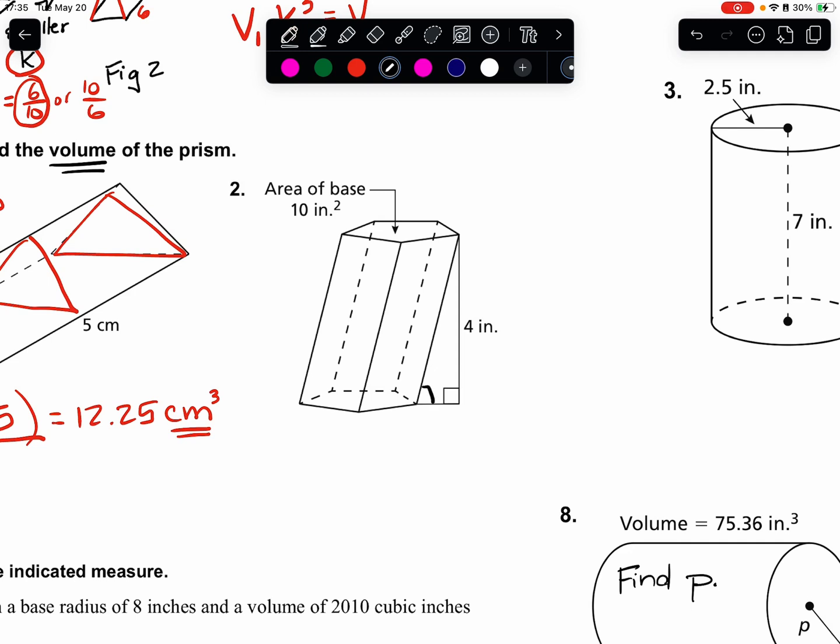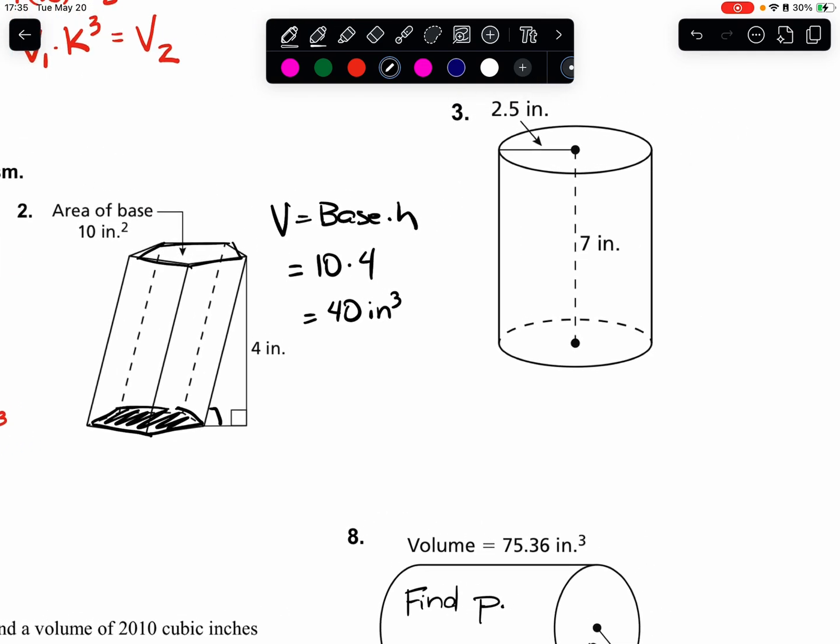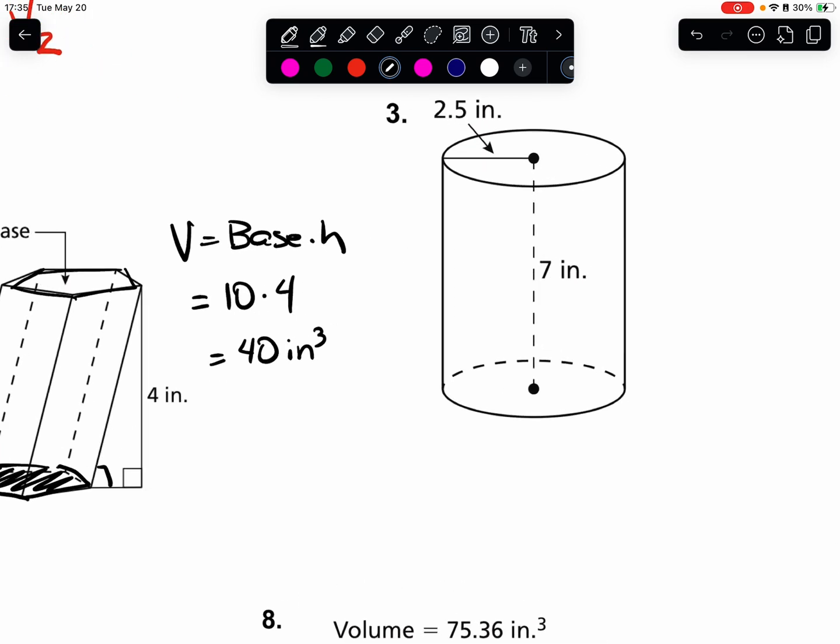Simpler problem. It looks trickier because we now have an angle. This is a tilted tower. It is, though; the base is down here, and that base stays constant all the way through to the top. So we can say volume equals base times height. The base in this case, they already tell me, yay, it's 10. I don't need to figure it out. Height, 4. So my volume is 40 inches cubed. So easy.